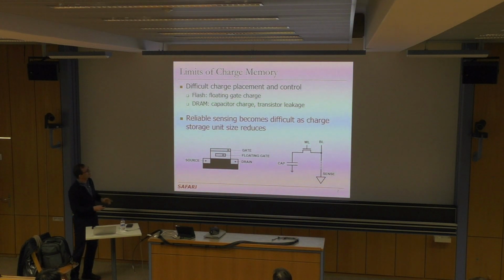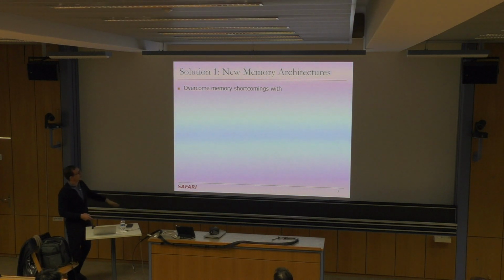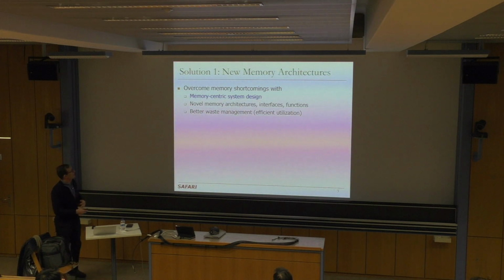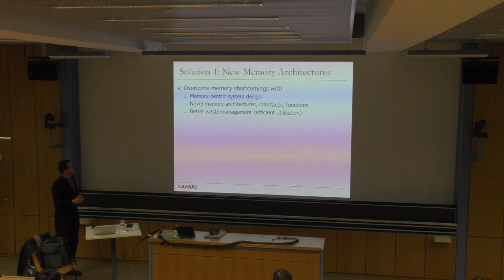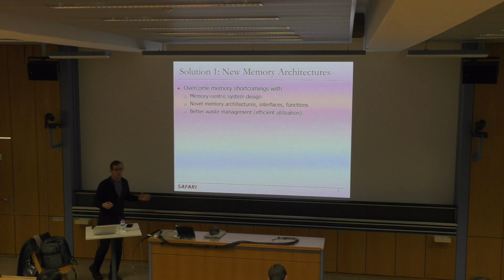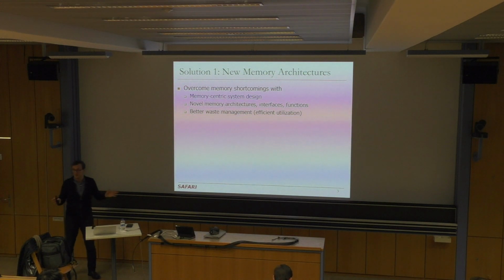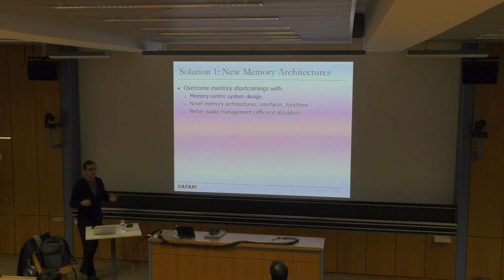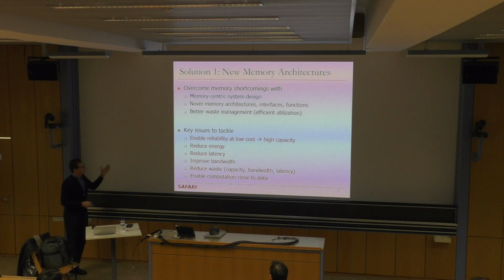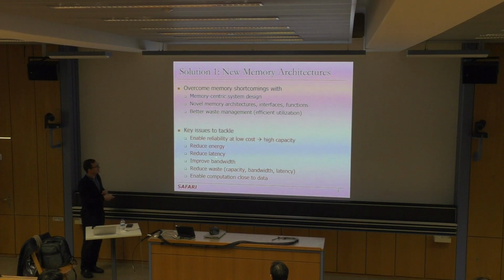So far, what we've covered is solving the problems associated with it using new memory architectures. Remember this slide? I showed the previous slide earlier also. Can we overcome the shortcomings of a scaled technology with a more memory-centric system design, by having more intelligent controllers, new memory architectures, new functions, new interfaces? We didn't talk about data waste management, but I guess we did in terms of reducing latencies and the refresh overhead. A lot of the refreshes are wasteful, so you're getting rid of a lot of them. We talked about a lot of key issues to tackle. How do we enable reliability at low cost? How do we get high capacity? How do we reduce energy and latency, improve bandwidth, reduce waste, and enable computation close to data?